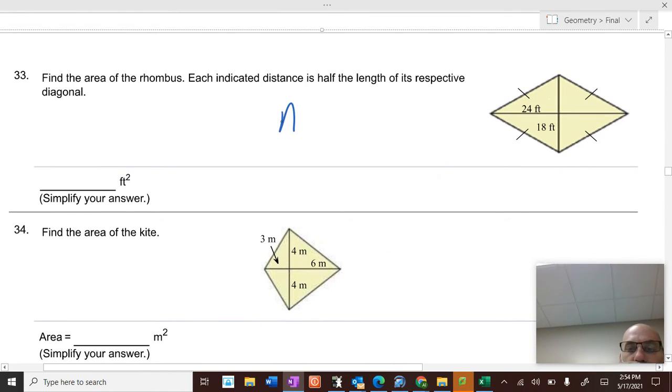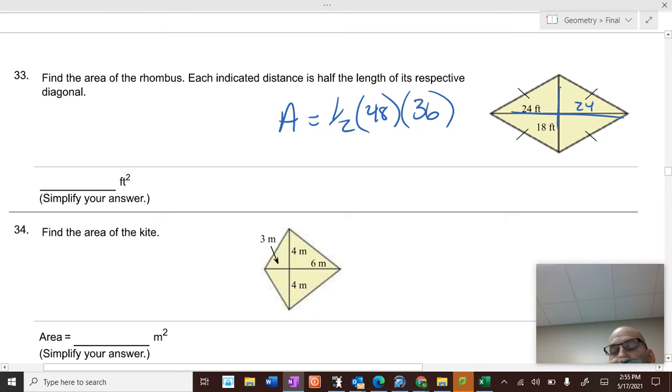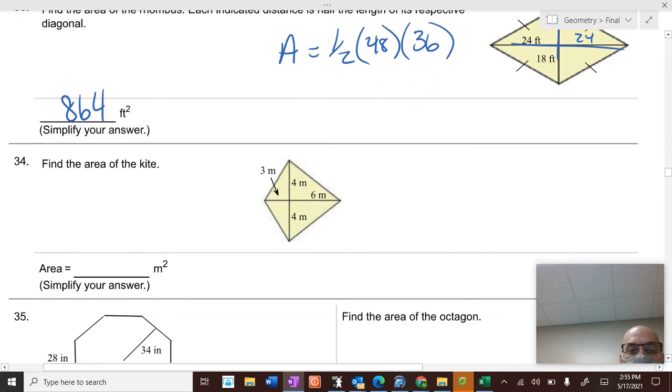Area of this is 1/2 of this diagonal, which is 24 plus 24 or 48, times this diagonal, 18 plus 18, which is 36. So I don't know what that is off the top of my head. 1/2 of 48 times 36 is 864. All right. For a kite, same formula. Area is 1/2 of one diagonal, 9, times the other diagonal, 8, which is 36.